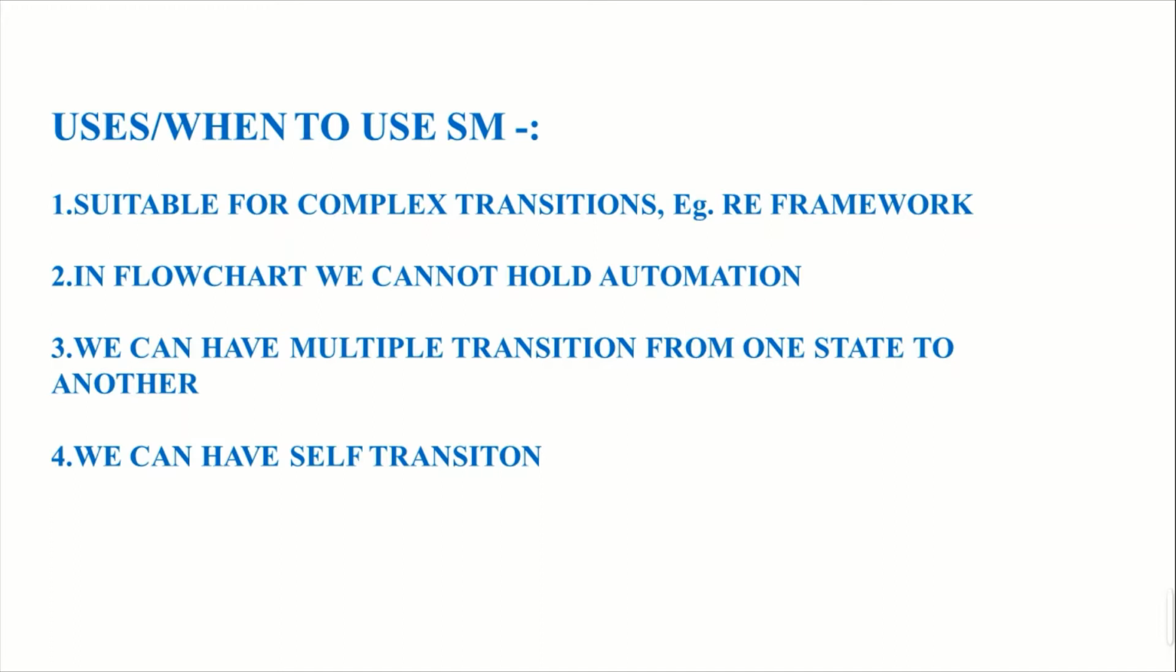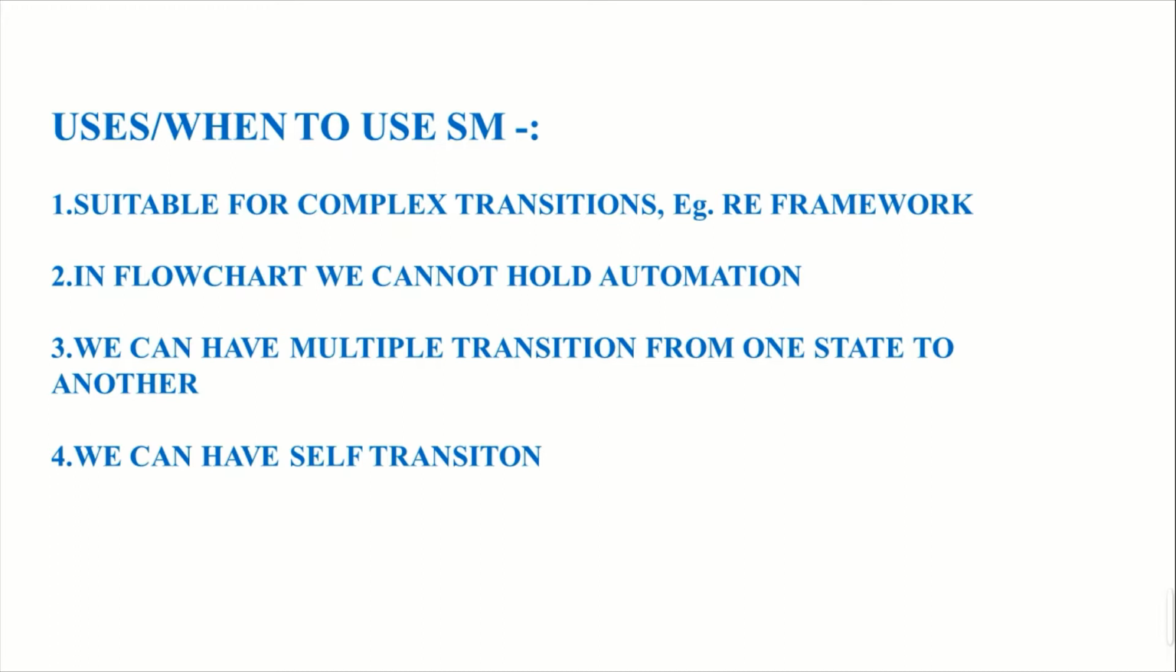First we will understand when to use the state machine type of workflow, or you can say the uses of the state machine type of workflow. The first is that it is suitable for complex, intricate transitions. For example, the REFramework is totally made up of the state machine type of workflow and different types of transitions. So to execute intricate scenarios in a business process, you can implement the state machine type of workflow effectively.